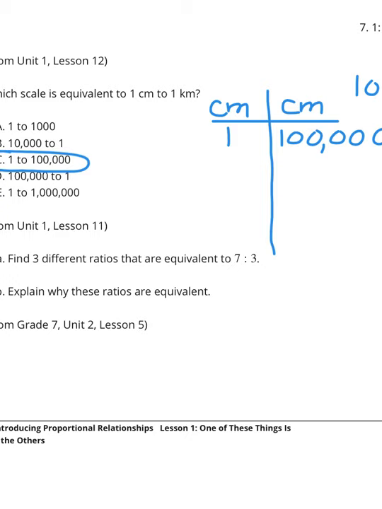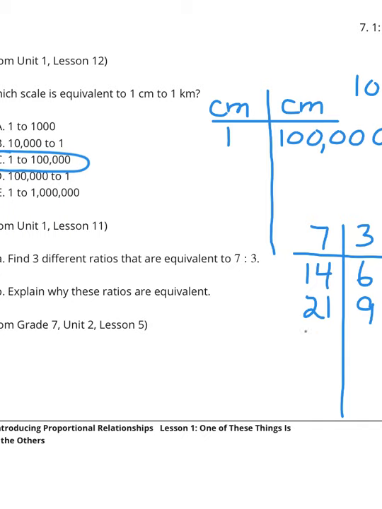Number 5 says find 3 different ratios equivalent to 7 to 3. Well, you could do any numbers you wanted there. Easy numbers: 14 to 6, or 21 to 9, or 28 to 12, or 49 to 21. I could also cut those numbers in half, 3.5 to 1.5. Those are all equivalent ratios to 7 to 3.